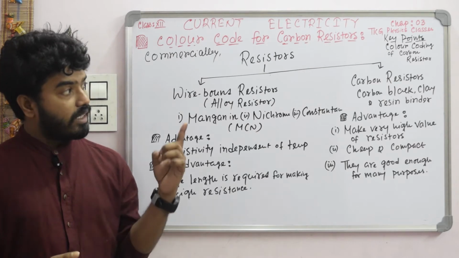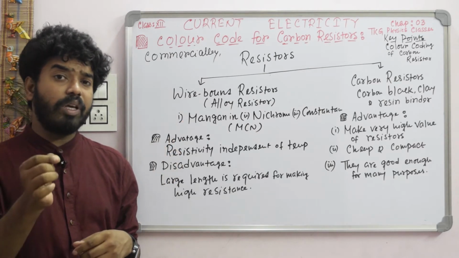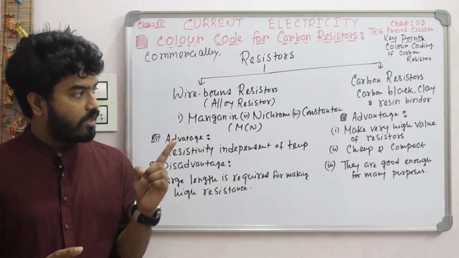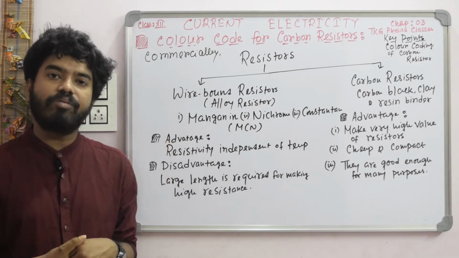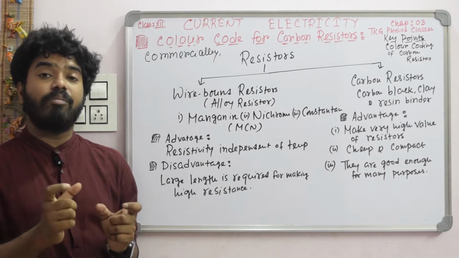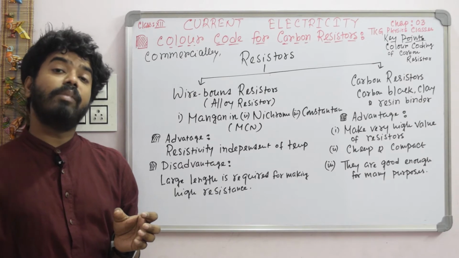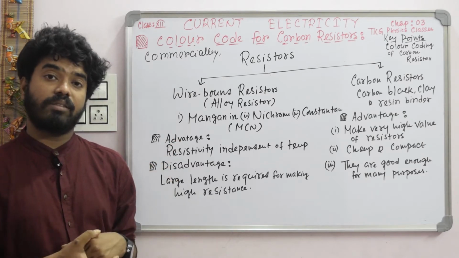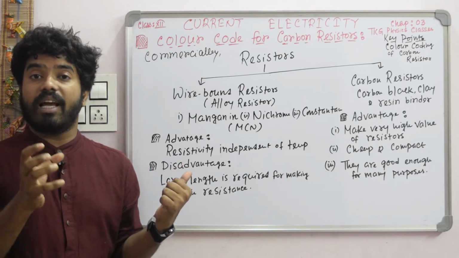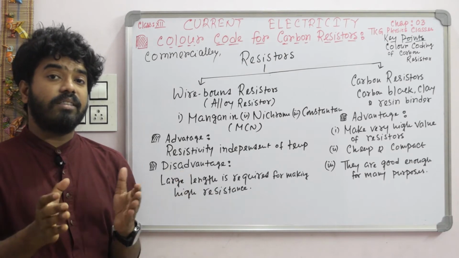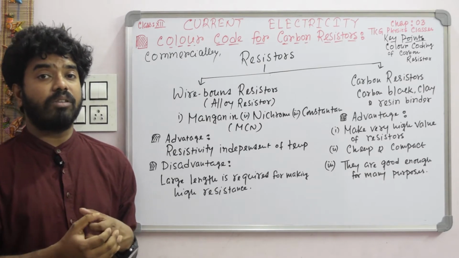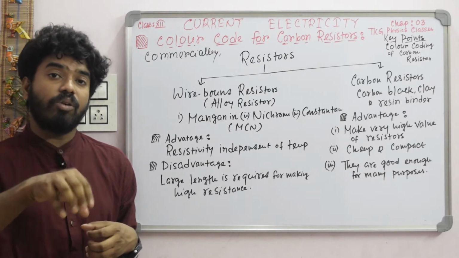Now the second one, that is carbon resistors. For using carbon resistors, there are several advantages. Point 1, they make very high values of resistance. The range of resistance values is very high. We can make from a few ohms to several million ohms using carbon resistors. And the second one, this is cheap and compact. That is, the size is very small. The size is so small that we cannot write the resistance value on it.